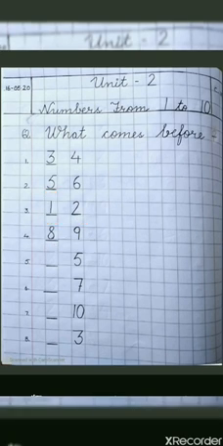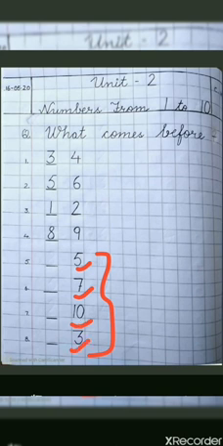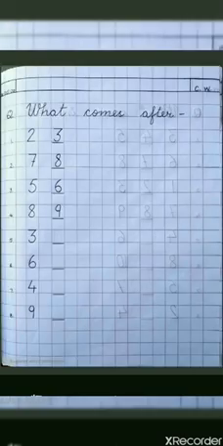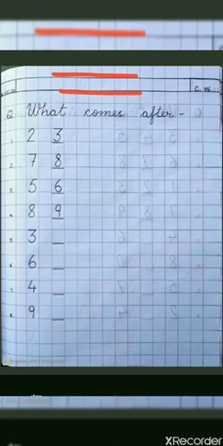Now in the last 4 questions, you have to write the answers on your own. That is, what comes before 5, before 7, before 10 and before 3. Write each and every number as it is shown. After completing this page, again draw a margin line like this on the next page. Put date and classwork. Write the question, what comes after?